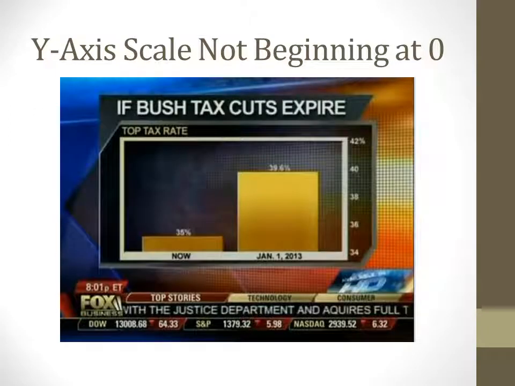This next graphic is from a news network. Based on the heights of the bars, it looks like this is a huge increase from now to January 1st. Upon a close inspection, there is really only a 4.6% increase. The large visual difference is due to the vertical, or y-axis, starting at 34 instead of 0. This creates the illusion of a bigger difference between the two bars. These graphics should have a y-axis that begins with a scale at 0.